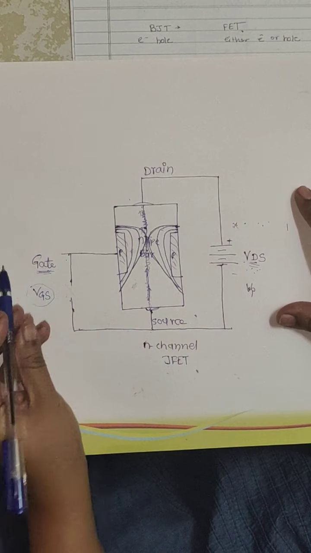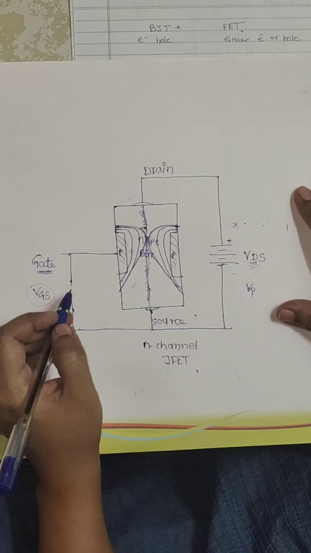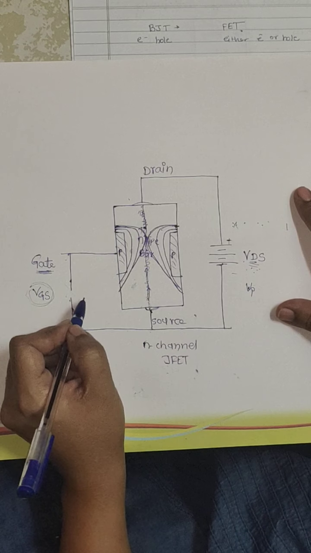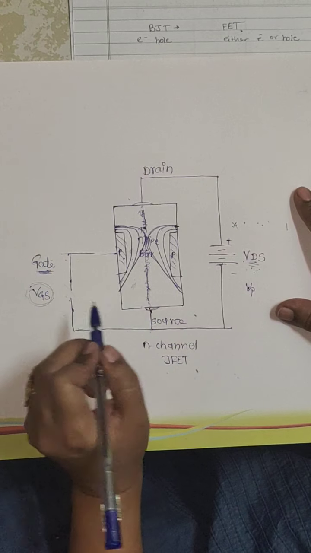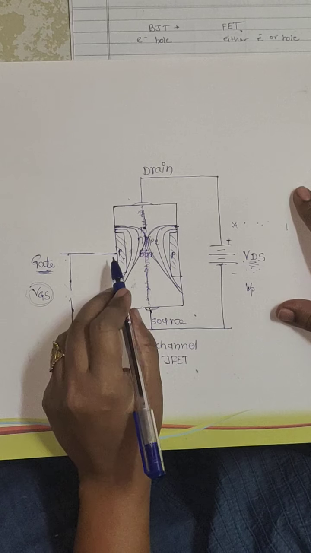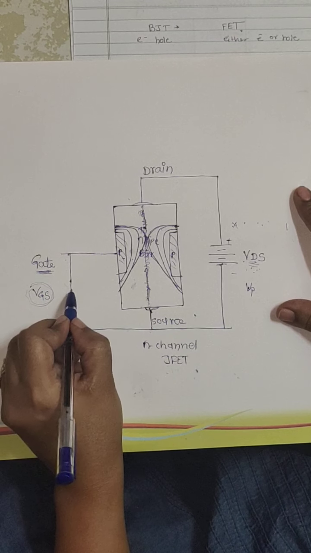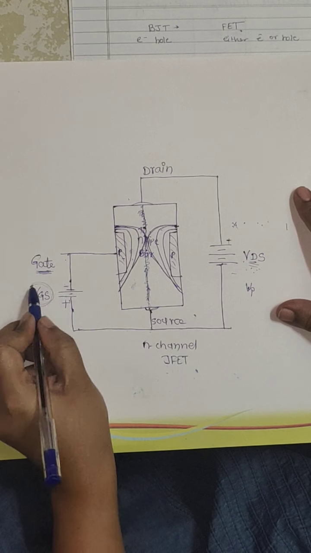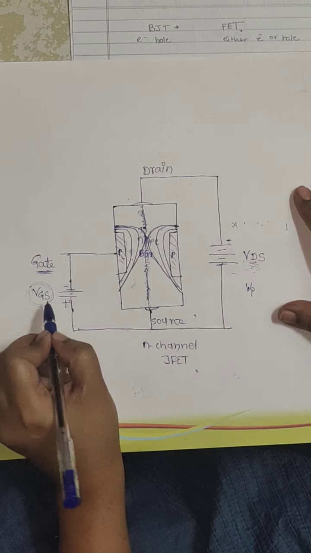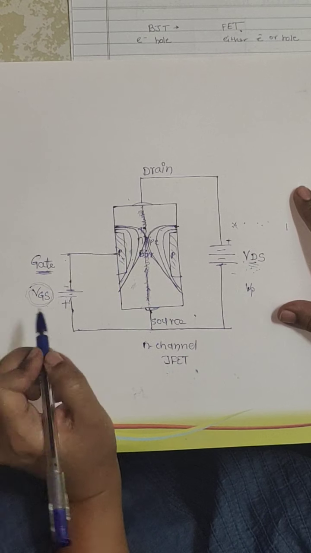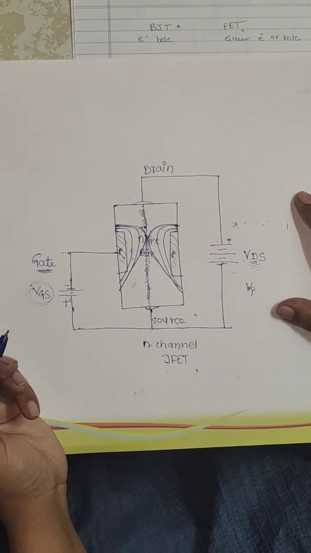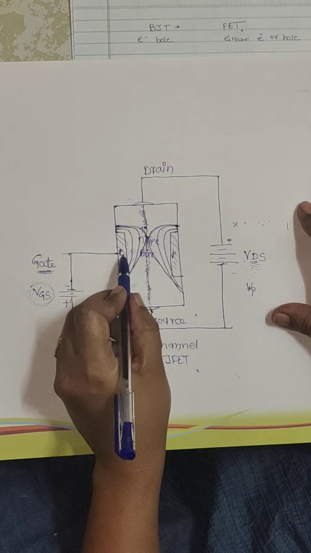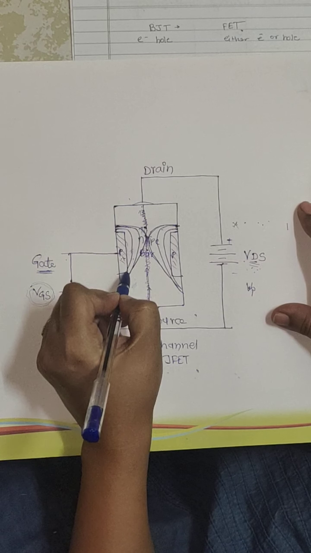Now what happens if we apply the gate voltage? The gate voltage is always applied in such a way that this PN region is in reverse bias. For making it reverse biased, the P terminal must be connected to the negative terminal of the battery. So we have to connect the VGS voltage in such a way that the negative terminal is connected to the P region and the positive terminal is connected to the N region. So this PN junction will become reverse biased.